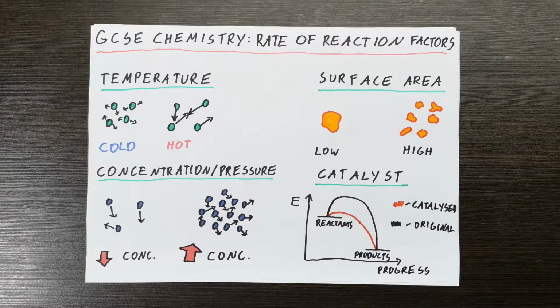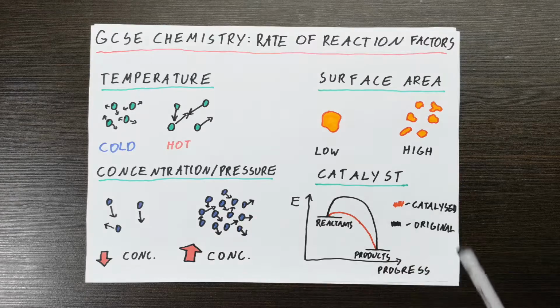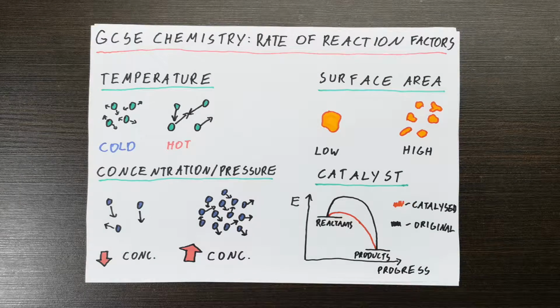Now, the final one we need to discuss is the presence of a catalyst. So as we know, catalysts increase rate of reaction. You probably knew that. So how do they do that? How does that make sense? Well, the catalyst doesn't necessarily increase the frequency of collisions, but it does increase the frequency of successful collisions. And I will explain what's going on here.